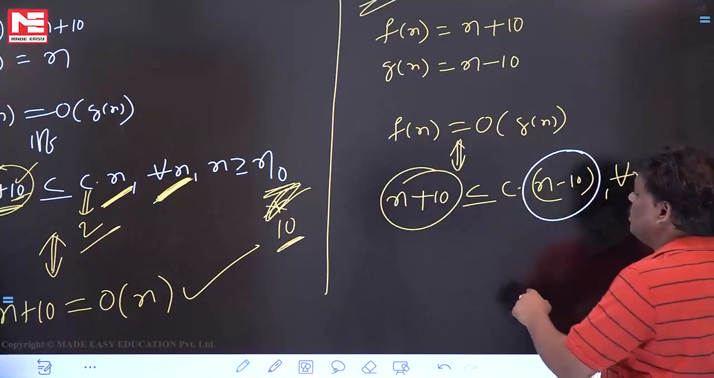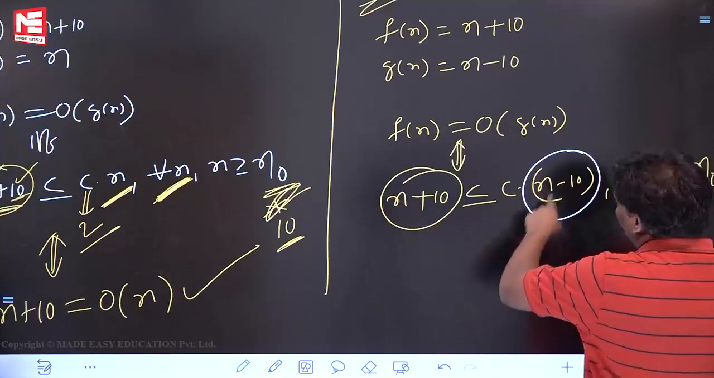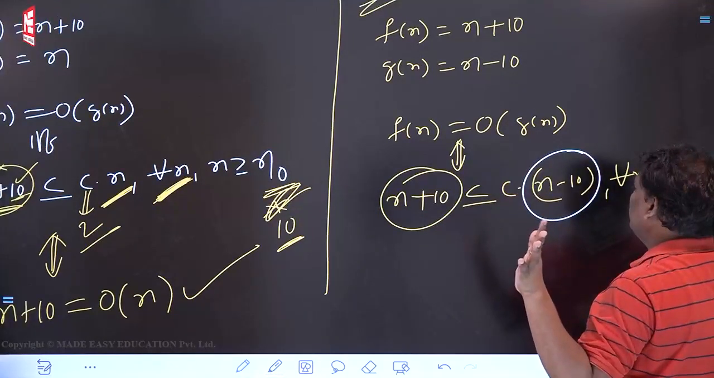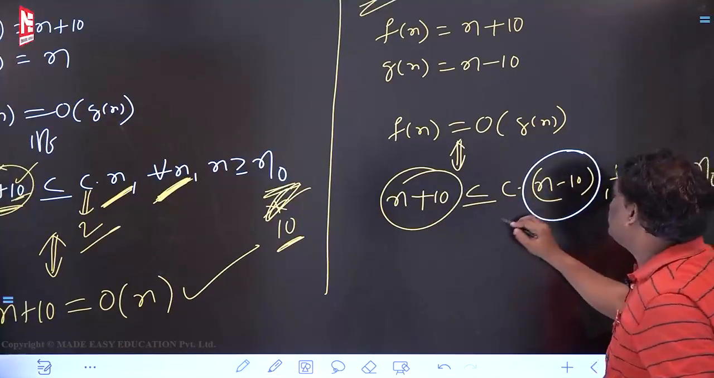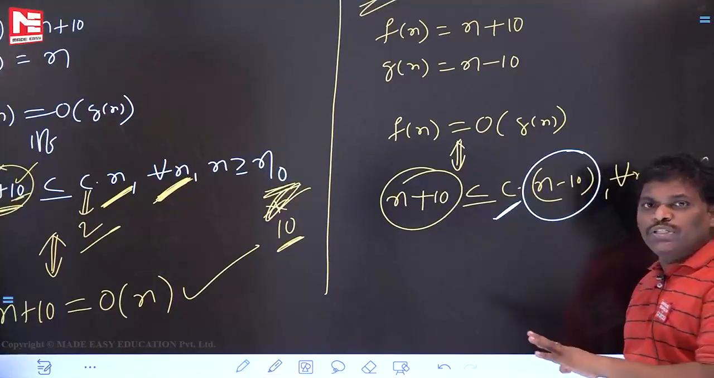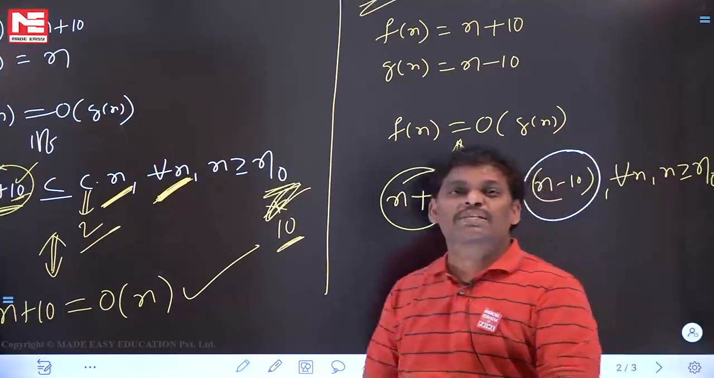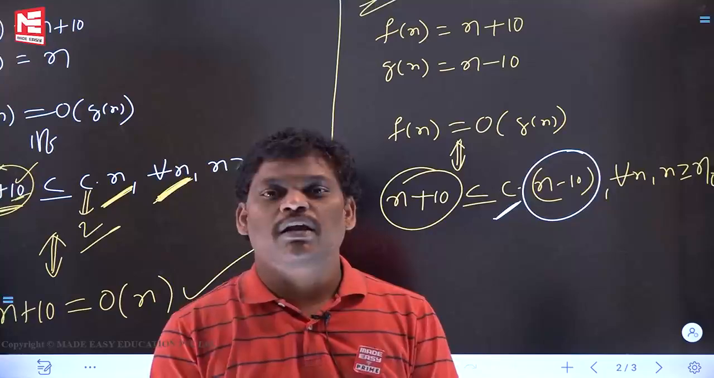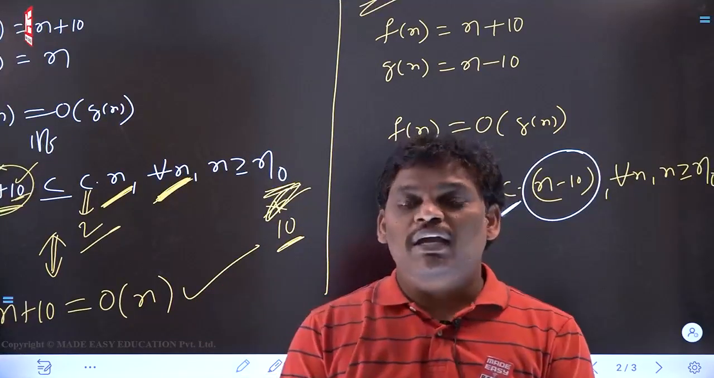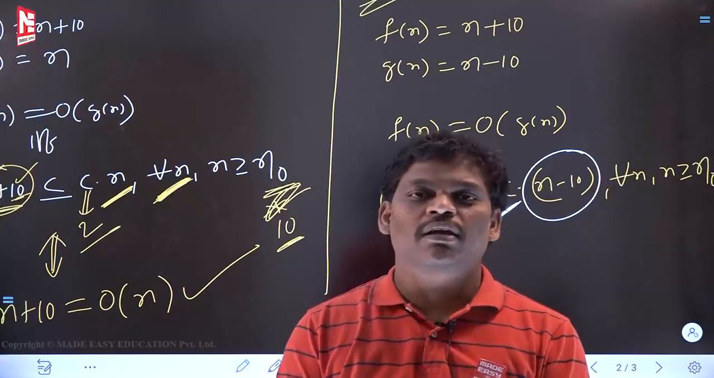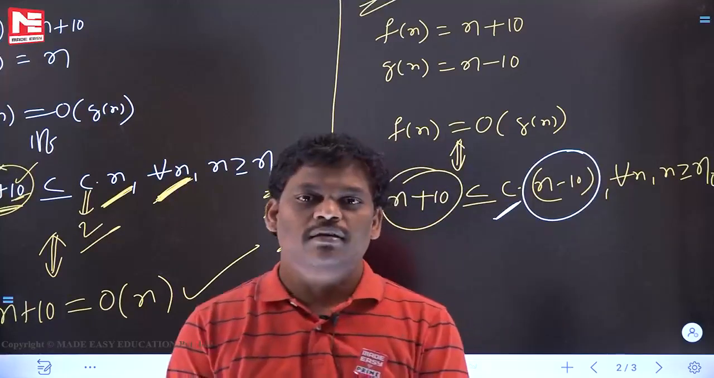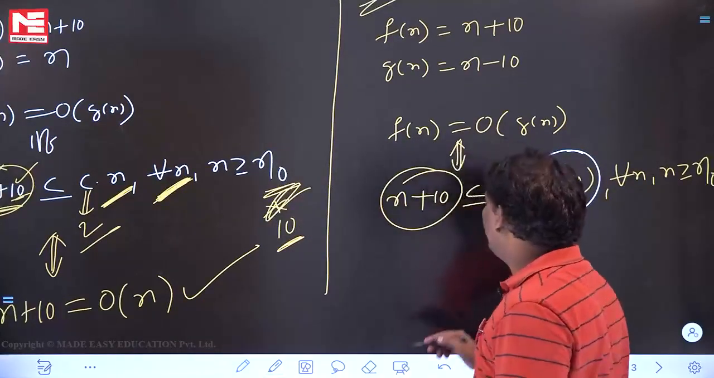But you want to prove that right will be bigger. If it is not possible directly, use C's help. Right? Use C's help, it is enough. Left is n plus 10, right is n minus 10. How can you prove that n minus 10 is bigger than n plus 10? You can prove it because there is a C.